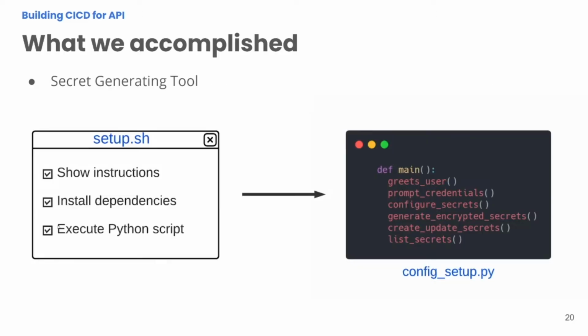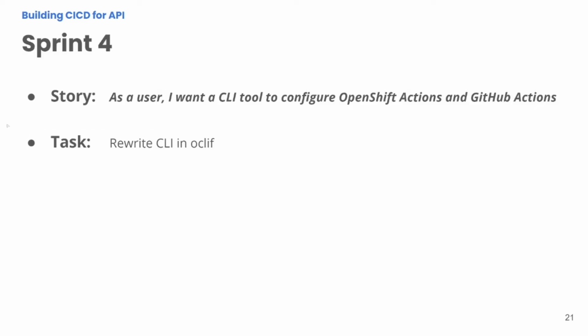In Sprint 3, we created a simple proof of concept to automate creating or updating secrets for OpenShift actions using a Bash script and a Python script. We confirmed that our one-click deployment and development idea was totally feasible. Once we have the proof of concept, we can work on a more robust tool.